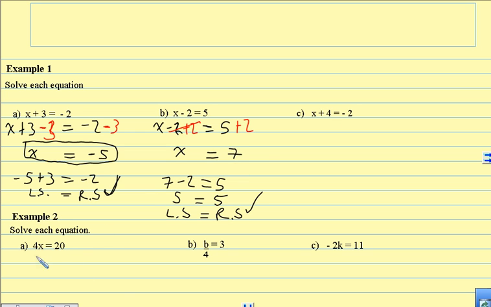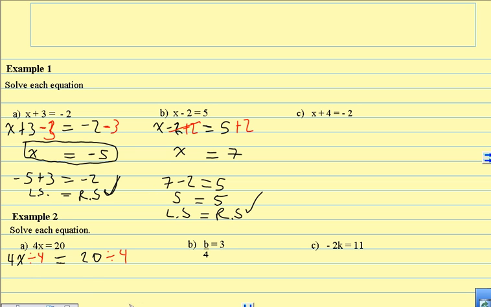Now in example 2, we're looking at 4x equals 20. So 4 is multiplied by our number, and the result is 20. I can rewrite this: 4 is multiplied by x, I'll leave some space, equals 20. What has happened here? I multiplied my number by 4, and my result was 20. Going in reverse, the opposite operation of multiplication is division. So to undo this, you would divide by 4, and divide this by 4, because 4 divided by 4 is 1.